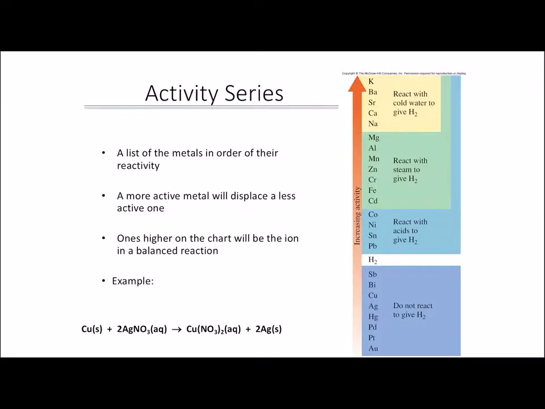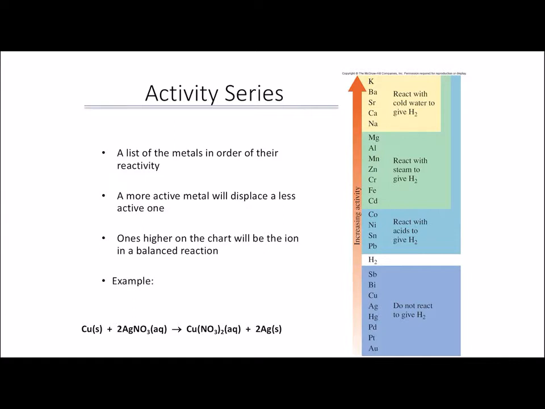A more reactive metal or a more active metal will displace a less active one. So that means the higher on the chart, that metal wants to be an ion and will give up its electrons easier than metals lower on the chart. An example here, if we have copper reacting with silver nitrate, it gives you copper nitrate plus silver.